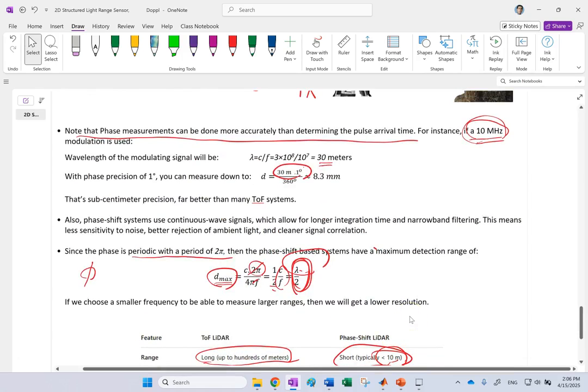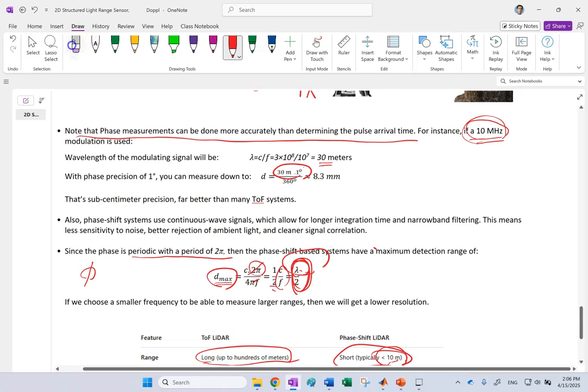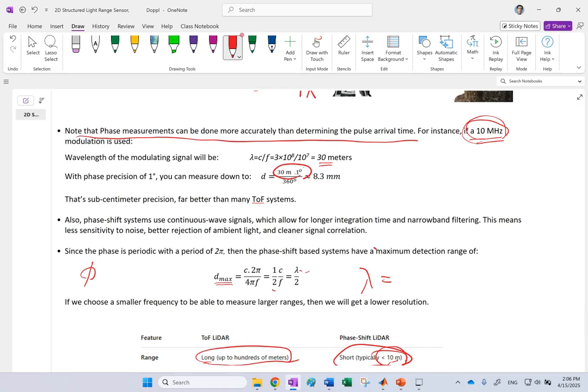Yes, but what happens if you want to measure with such a big lambda? In order to make lambda very big, since c is constant, look here, c is constant, and lambda is c over f.